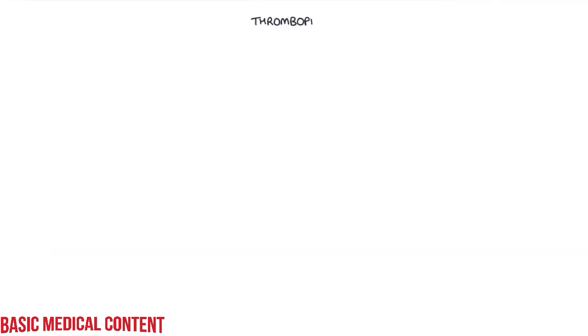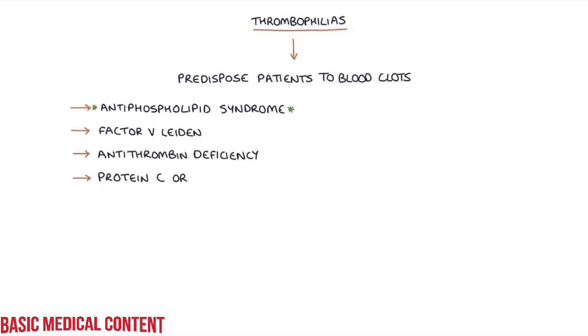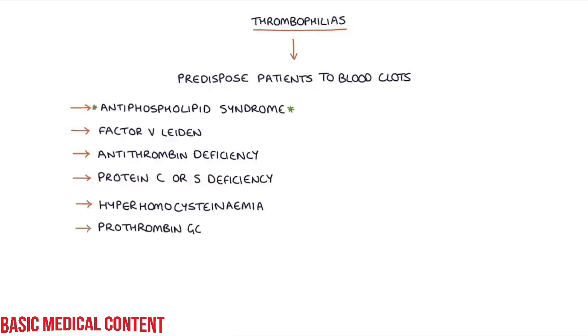Let's talk about thrombophilias. Thrombophilias are conditions that predispose patients to developing blood clots. There are a large number of these, including antiphospholipid syndrome, which is probably the one to remember, factor V Leiden, antithrombin deficiency, protein C or S deficiency, hyperhomocystinemia, prothrombin gene variant, and activated protein C resistance.